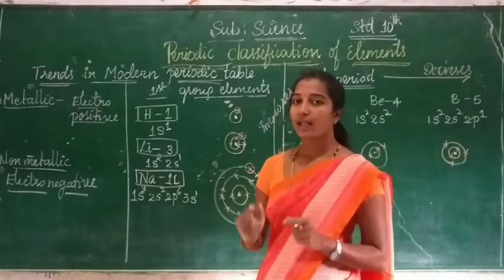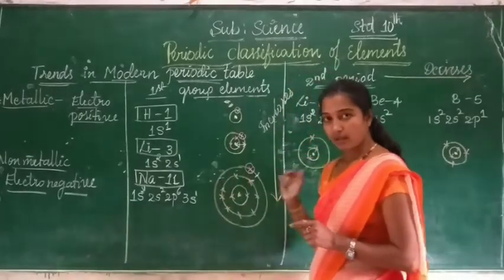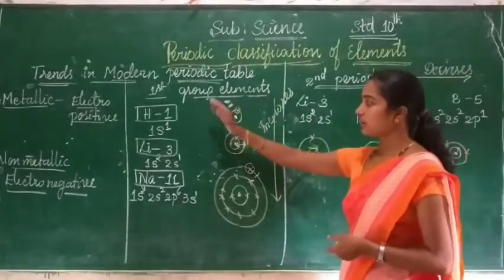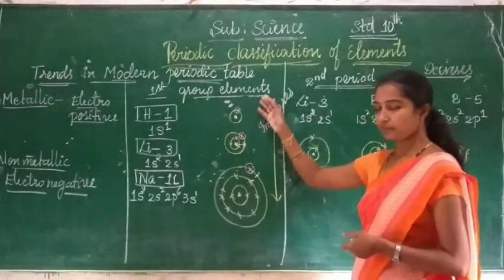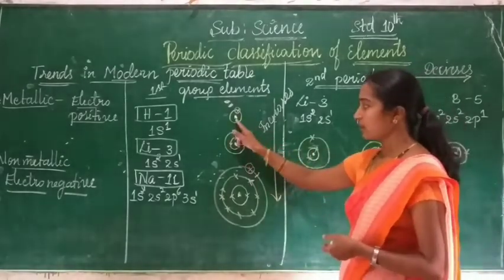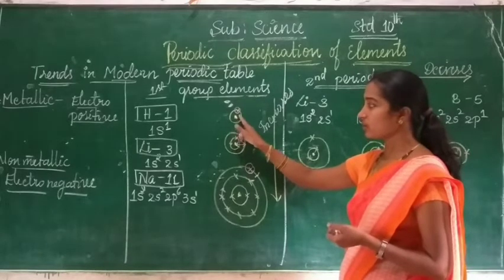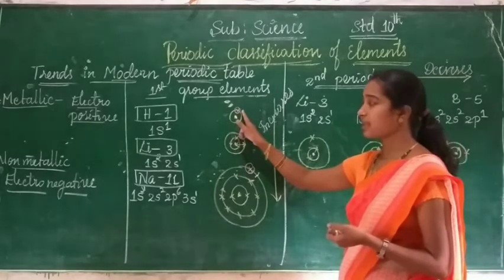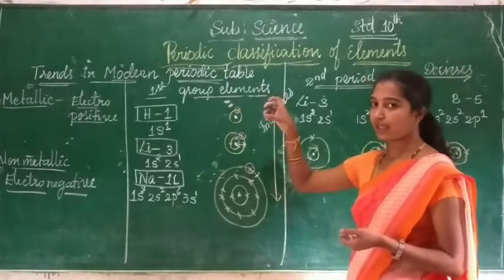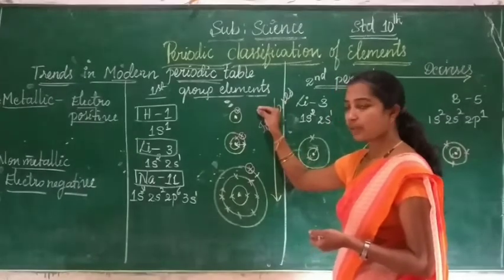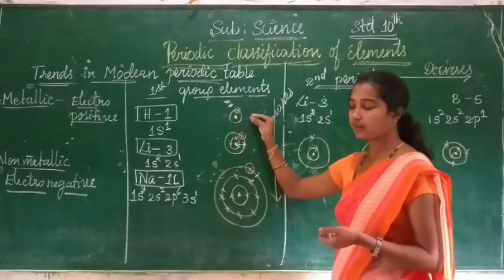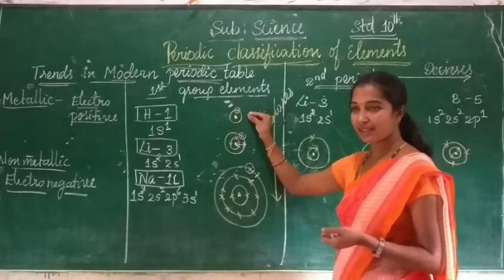Now let's see what happens in the group and periods. Now come to the group. The first group elements are like this and the diagrams are like this. See now the force of attraction between the hydrogen nucleus and the electron. It has only one electron, and only one shell. The force of attraction is very high. As another atom is there, it easily receives the electron from the neighbor atom. Here the electronegative character is high.